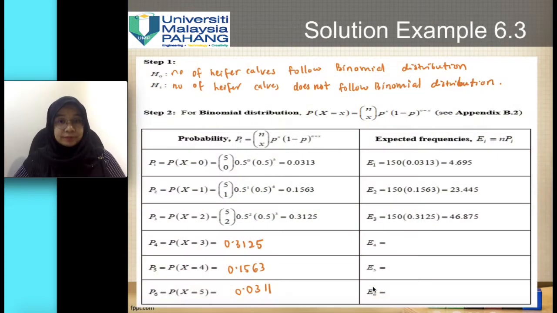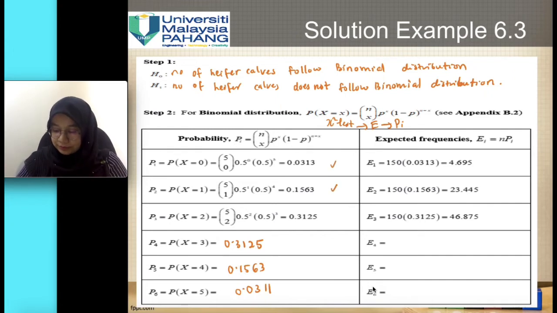Okay, how to solve example 6.3 about the number of heifer. Step number 1, the hypothesis. H null: the number of heifer cows follows a binomial distribution. And the alternative: the number of heifer cows does not follow a binomial distribution. Step number 2, you want to find the chi-square test. In order to find the chi-square test, you need the E. In order to get the E, you need the P. Don't worry, P will be given here.